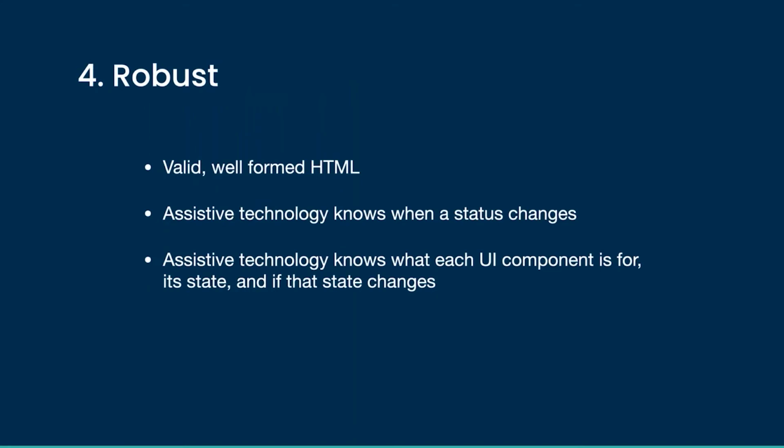And lastly, robust. Can the content be interpreted by a variety of technologies? So obviously a web browser, but things like screen readers and other assistive technologies. Is it valid, well-formed HTML that a screen reader can actually understand? Does assistive technology know if some sort of status has changed on the site? Does it tell the user? Does assistive technology know what components do and what state they are in? So is there a modal window open or is it closed? That kind of thing.